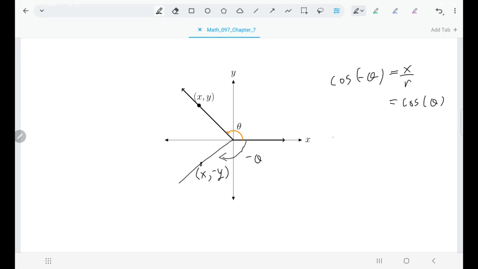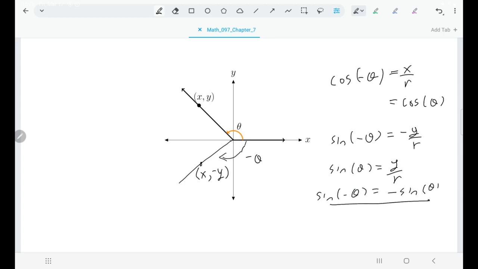And you could make a similar sort of argument that sine would have to be odd, because, for example, sine of negative theta should be the y value divided by r. And for sine of positive theta, it should also be the y value divided by r, except its y value is positive. You know that sine of positive theta is positive y over r, so sine of negative theta is the negative of sine of positive theta. In other words, sine of negative theta is the opposite sign of sine of theta. In other words, sine happens to be an odd function.